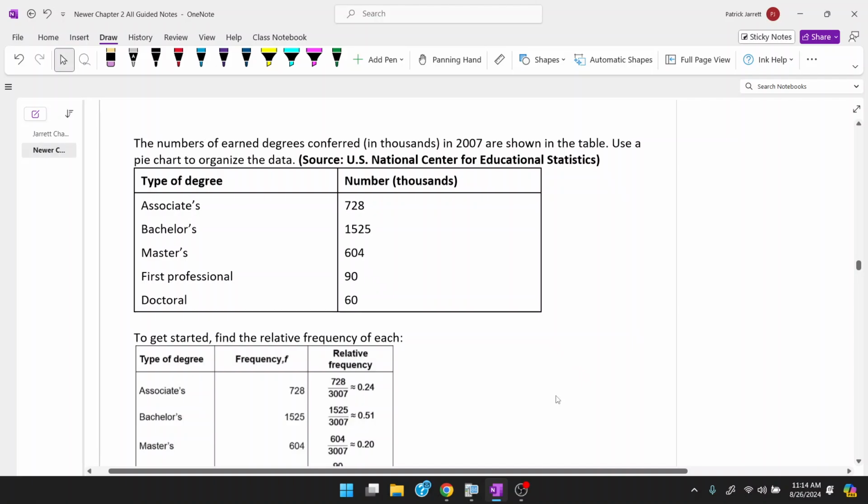So here's a guided example of a pie chart. The number of earned degrees conferred in the year 2007. For instance, 728,000 associate's degrees were conferred. Now, what degree do you earn from this school? You earn an associate's. Odds are you'll transfer somewhere and get your bachelor's, and then you'll get a master's. Now, first professional and doctoral.